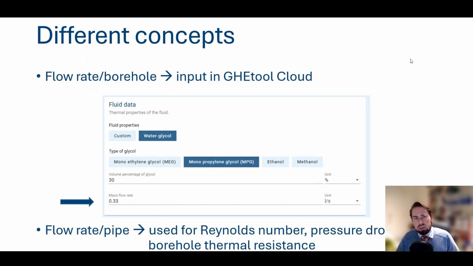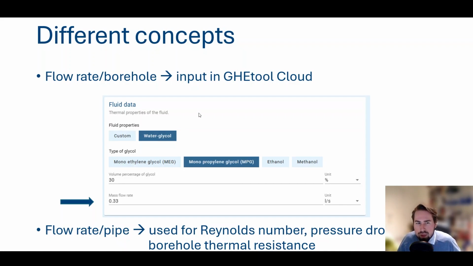Now, why is this important? Well, if you look into GHEtool Cloud, you see that in the fluid data tab, you have to enter the mass flow rate per borehole. And that's for some of us a little bit of a strange concept, because we think about the mass flow rate of the whole bore field instead of for the borehole itself. So that's why in today's video we will be discussing how one relates to another, how we can go from a system flow rate to a borehole flow rate and the other way around.